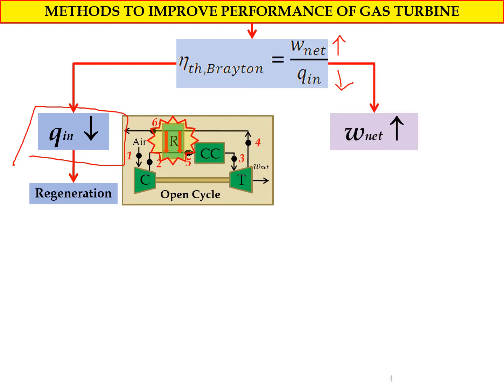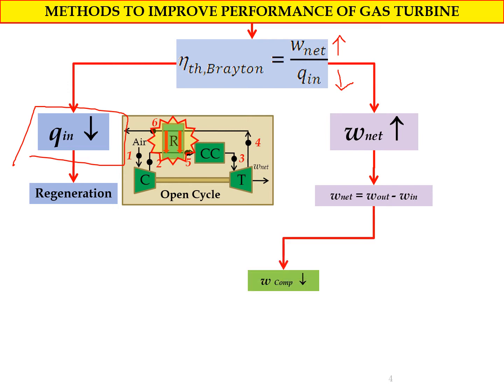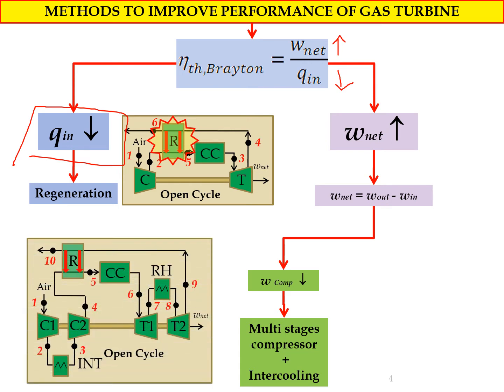Another method is we increase the work net of the system. As we all know, work net is calculated from work out minus work in. So first we can decrease the work in from the compressor by using a multi-stage compressor with intercooler. And this is the diagram of the actual system of the Brayton cycle with multi-stage compressor with intercooler.